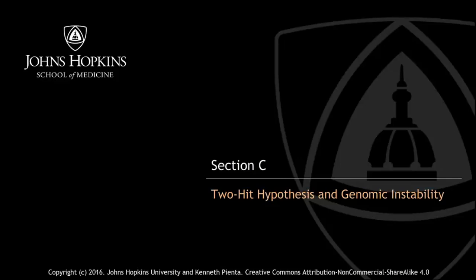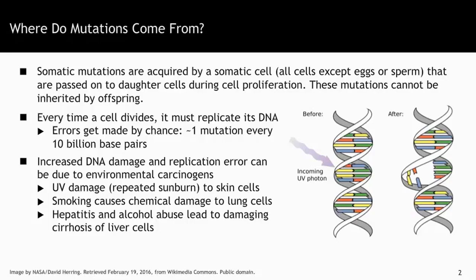Welcome back. In this section, we'll be talking about the two-hit hypothesis and genomic instability, and really where those mutations come from in the first place. You can acquire mutations two different ways, either through somatic mutation or germline mutation. Somatic mutations are acquired by somatic cells, which are all the cells of the body except eggs or sperm, and those mutations are passed on to daughter cells during cell proliferation. It is important to remember that these mutations cannot be inherited by offspring.